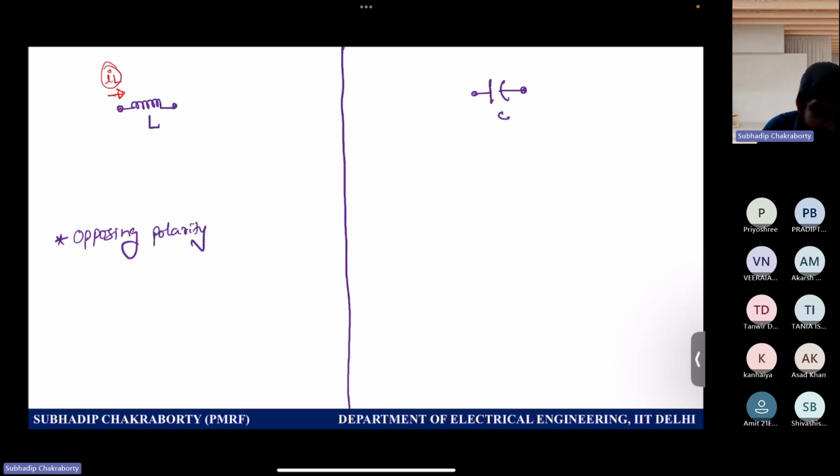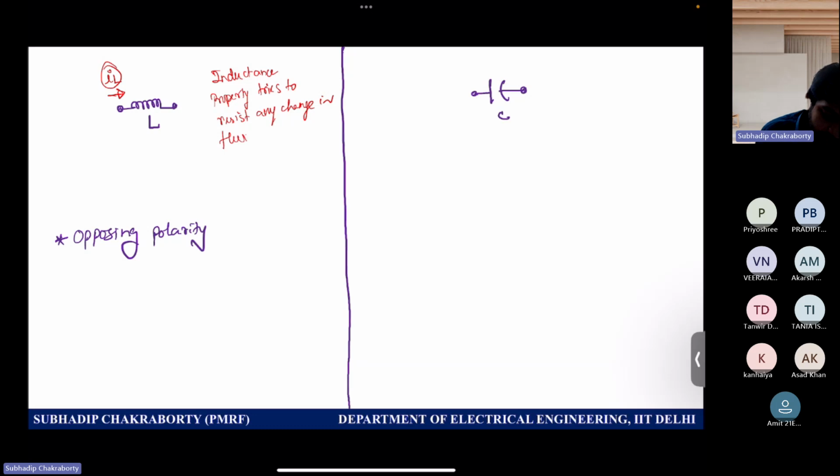Because current is trying to pass through the inductor, but its general nature is to oppose the flow of current. So the property of inductance tries to resist any change in flux through it. It means when flux is trying to rise through the inductor, the inductor will try to reduce that rise in flux. But when the flux is going below, the inductor will try to raise it or maintain it.